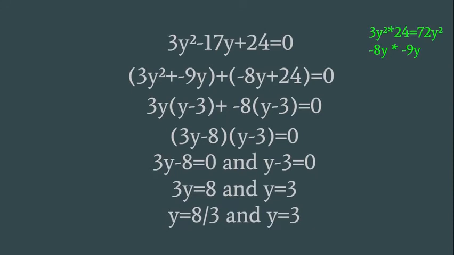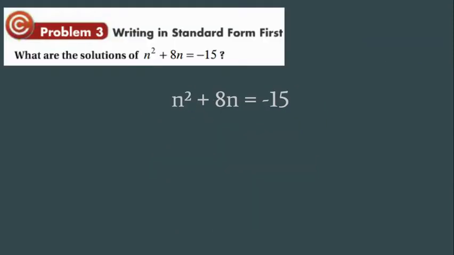We did a whole bunch of that in Chapter 8, and you did a little bit of that in Lesson 9.4, Day 1. So what you'll see on the next screen is basically all you have to be able to do is write the equation in standard form first. In that given equation, n squared plus 8n equals negative 15, it is not in standard form. So what you have to be able to do is write it in standard form first.